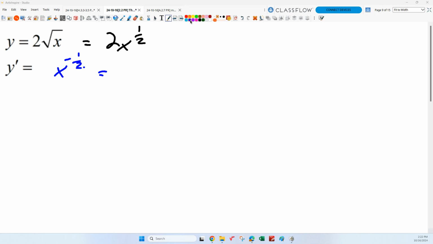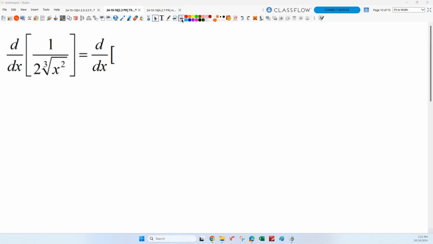Okay, well, what is that? A negative exponent does what? Puts it on the bottom. 1 over x to the 1/2, which is 1 over the square root of x if I want to write it as a radical. Okay, make sense? That's no big deal. So you gotta pre-write it, right? You gotta write this in a way where it looks like a constant times the power.